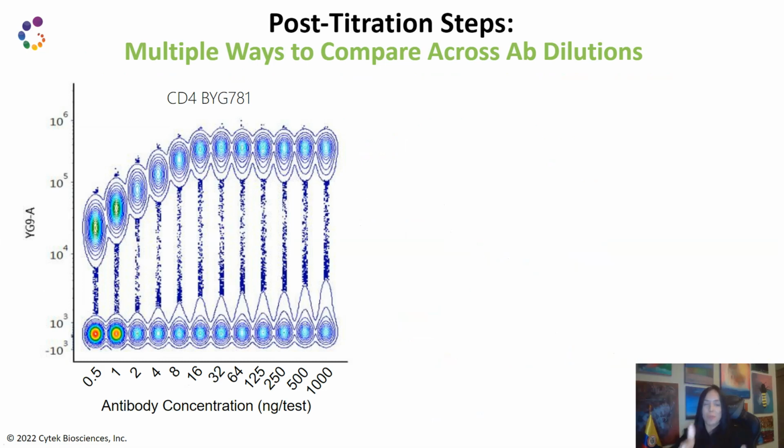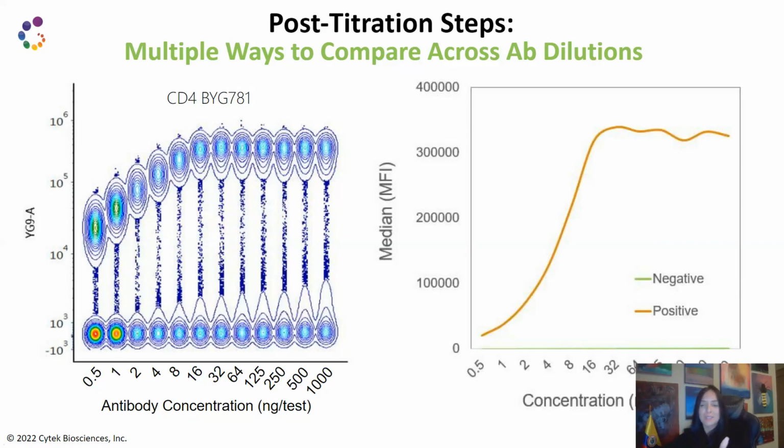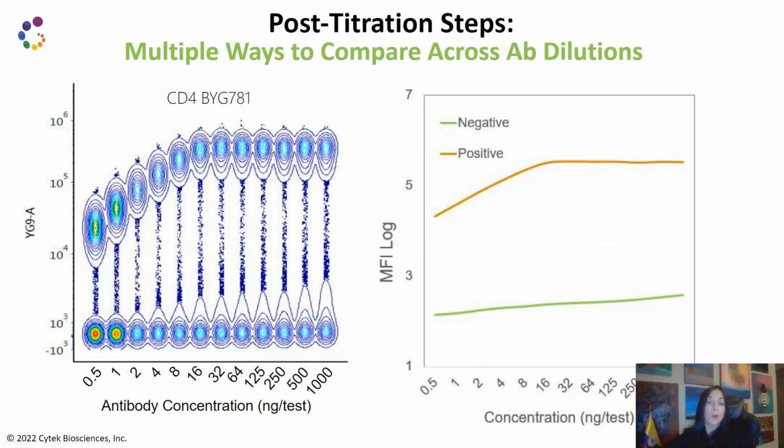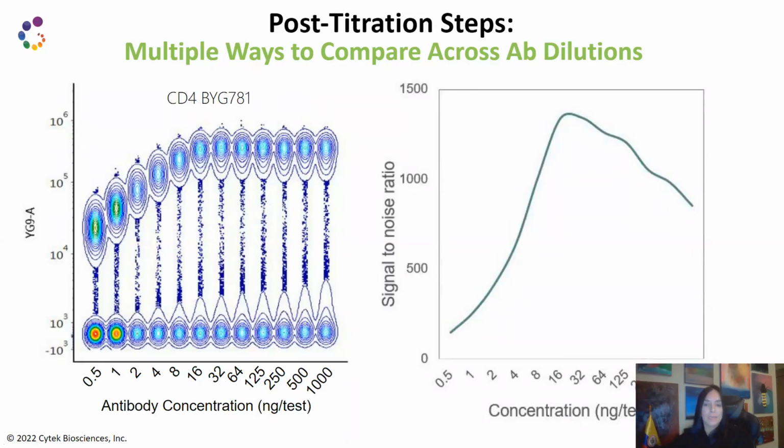Back to that CD4 BYG781 titration, now showing you the metrics plotted as the metric value versus the concentration. What we are seeing here is just the median. It's very difficult with the median to look at the negatives, the green line almost down to 0. But if I move to, for example, log scaling, I can see better how the negatives are also increasing in MFI. But again, metrics can give you just one value that gives you a better idea.